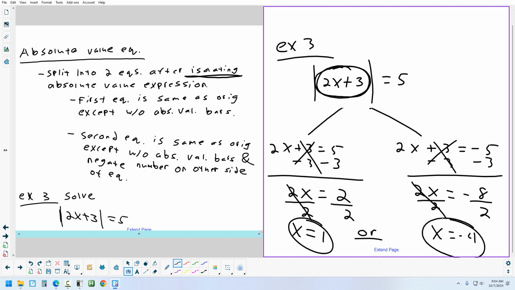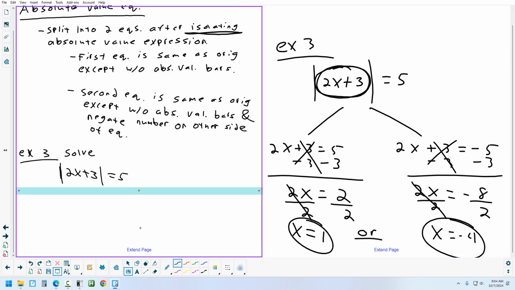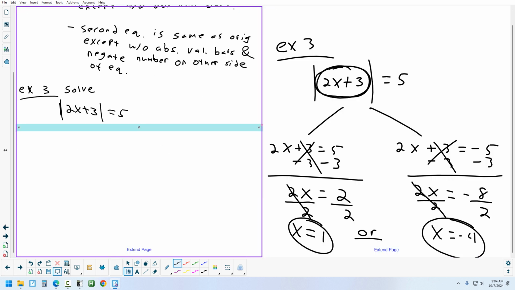That's pretty much how we solve an absolute value equation. Any questions? Okay. What if I had something like this? Absolute value of, I'm not going to go through and solve the whole thing. I just want you to look at that. Absolute value of 2x plus 1 equals -4.